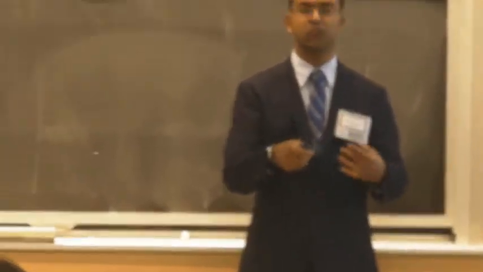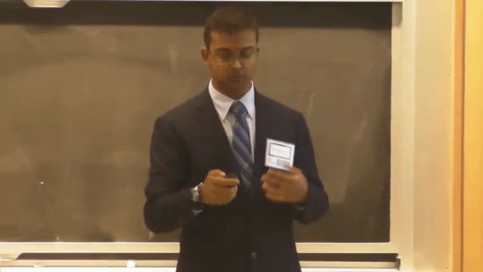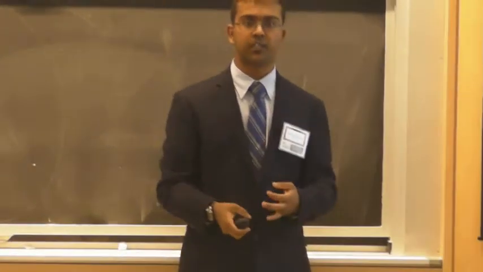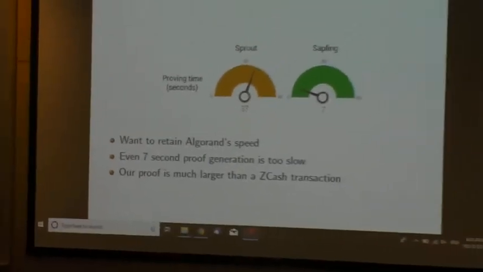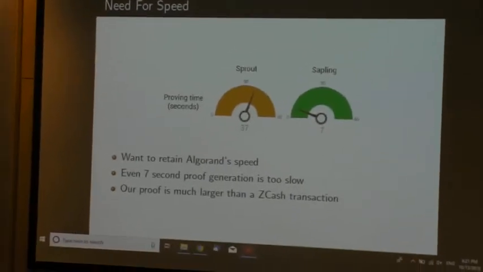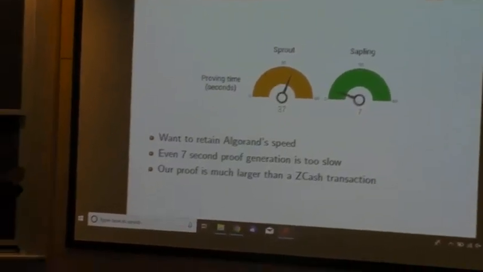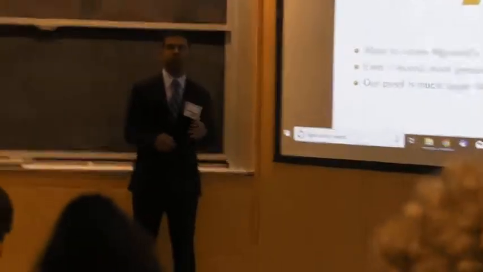Now once you've done all three of these things, you can finally prove that the user was actually selected from the coin value B. So does this mean that we're done? Not quite. One of the challenges is that we want to retain Algorand speed. Algorand is very, very fast. Each block takes about 1 minute. However, the diagram here is of Zcash's transaction generation time. And even with Zcash's new protocol upgrade, each transaction is going to take 7 seconds to generate.